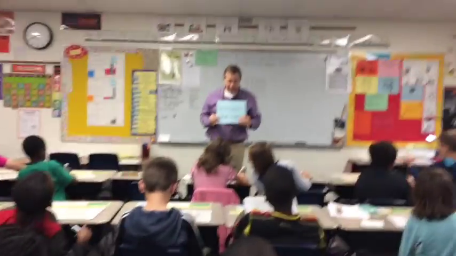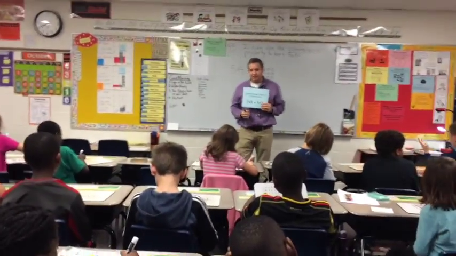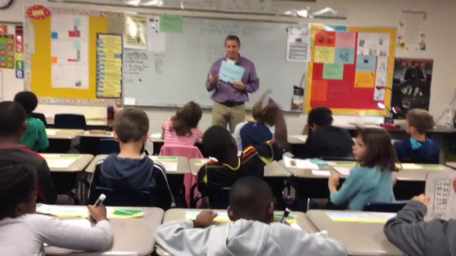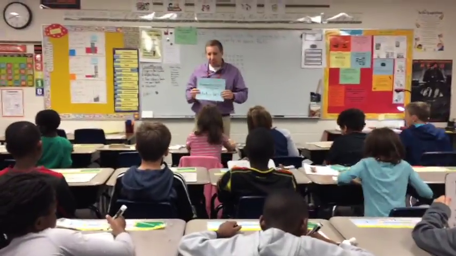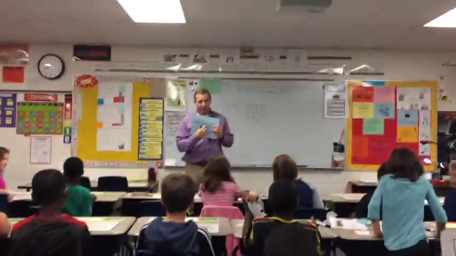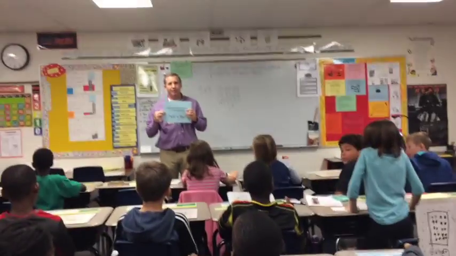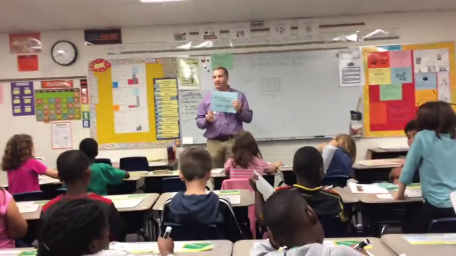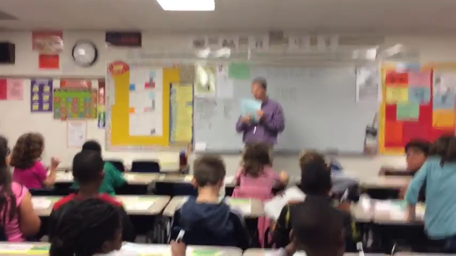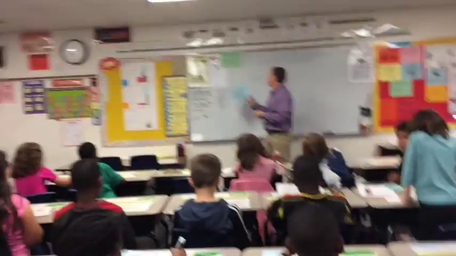I'll give you a hint ahead of time: when you count by 5s, they always end in 5 or 0. 5, 10, 15, 20, 25, 30, 35, 40, 45, 50. Okay, so Mohammed, what's the name of this property? The commutative. Molly, what's the name of this property? Commutative. Lena, what's the name of this property? So we are using the commutative property.